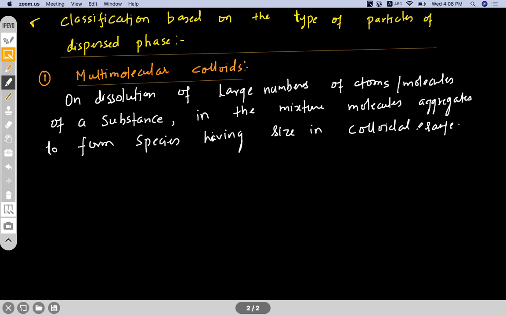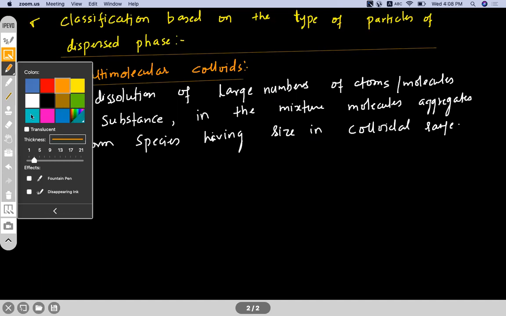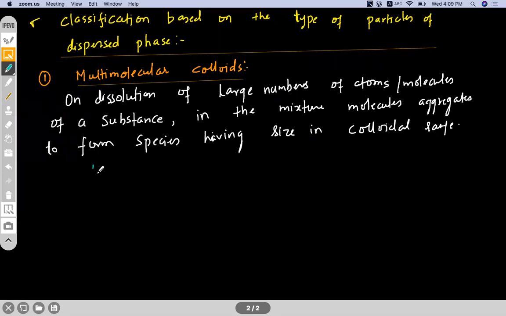Like you see, we have an example of sulfur sol. Okay, so example, write down. In sulfur sol, what happens? We have a number of S8 molecules present, which are held together by van der Waals forces. The size falls in the colloidal range and they are held together by van der Waals force. We just have the definition, nothing much in this.